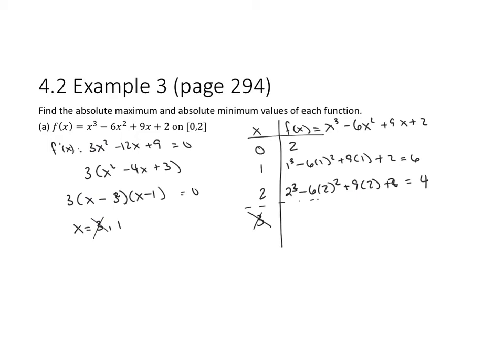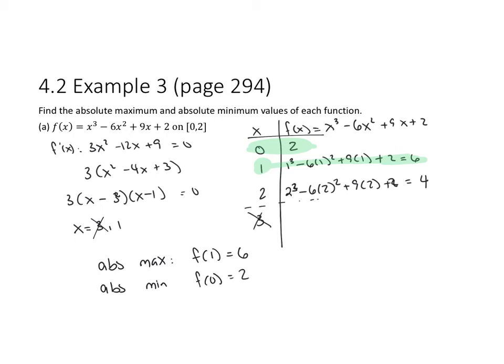So now I see who's my minimum. My smallest value here is 2, and my largest value here is 6. So my absolute max is f of 1 equals 6, and my absolute min is f of 0 equals 2.